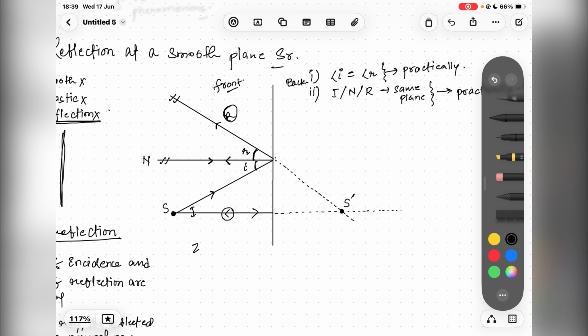Suppose an observer is here observing everything. To the observer, it will look like the rays are getting diverged from here. So the observer will be able to look at the object at the back of the mirror.